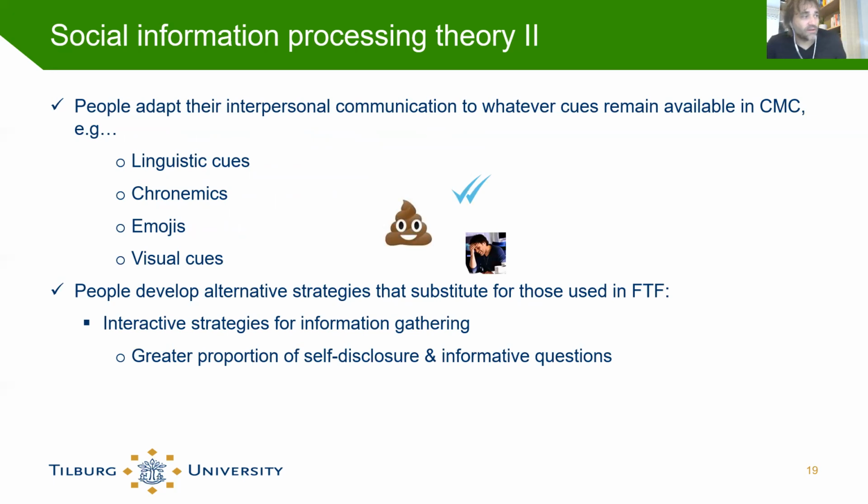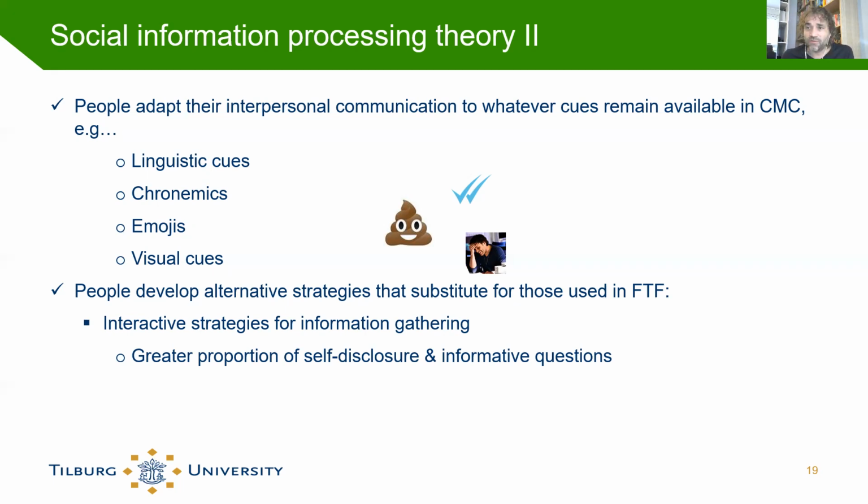So specifically, the theory says, well, people adapt their interpersonal communication, and they adapt the way they form impressions based on whatever cues remain available in computer-mediated communication. So think of a WhatsApp conversation. We have no video there. Well, we can, of course, but in a text-based WhatsApp conversation, we develop other types of cues and other ways in order to communicate. So, for example, we pay more attention to linguistic cues, to whether people make spelling errors or not.